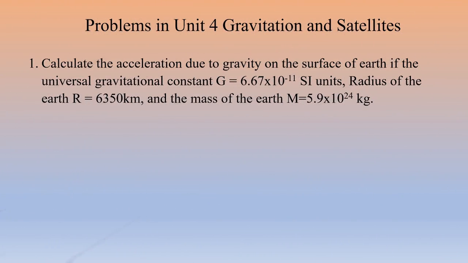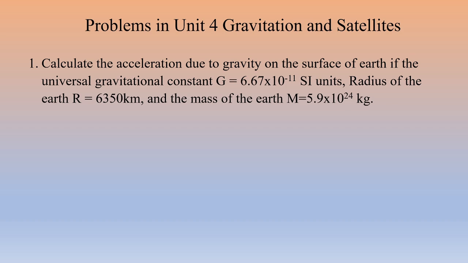Dear students, we can do the problems in Unit 4, Gravitation and Satellites. The first one is: calculate the acceleration due to gravity on the surface of Earth if the universal gravitational constant capital G is equal to 6.67 into 10 raised to negative 11 SI units. Radius of the Earth R is equal to 6,350 km and the mass of the Earth capital M is equal to 5.9 into 10 raised to 24 kg.